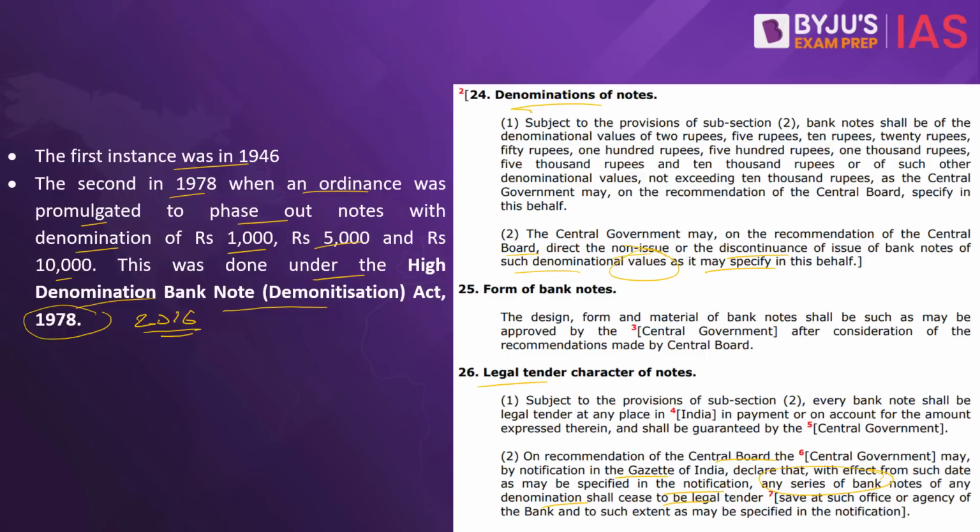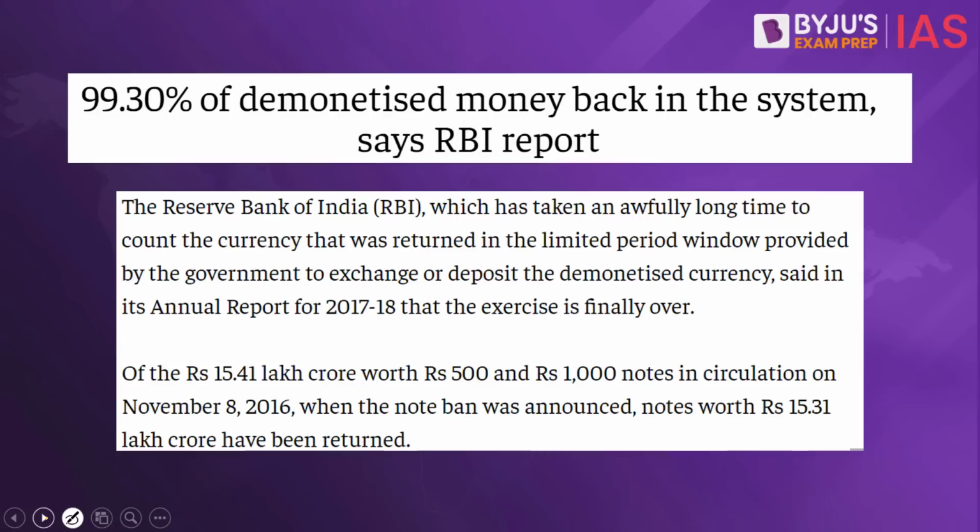But something else happened. Then there was a report that was released by the Reserve Bank of India after this entire demonetization took place. What did this RBI report say? According to this report, 99.30% of demonetized money is back in the system, says the RBI report.